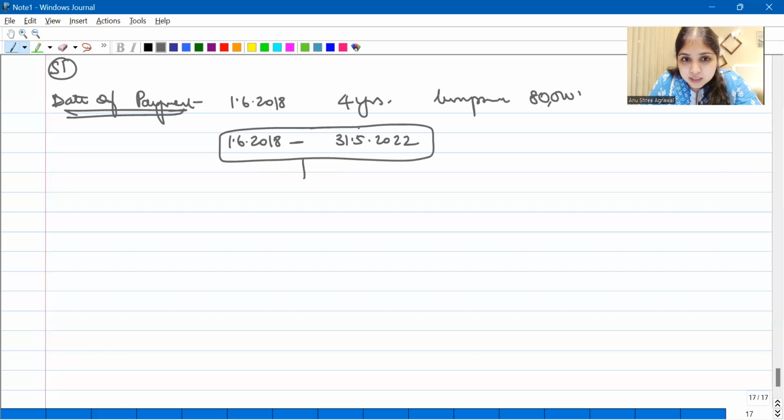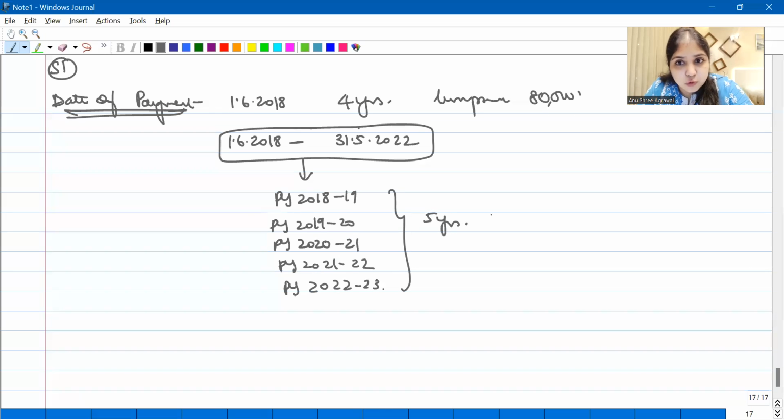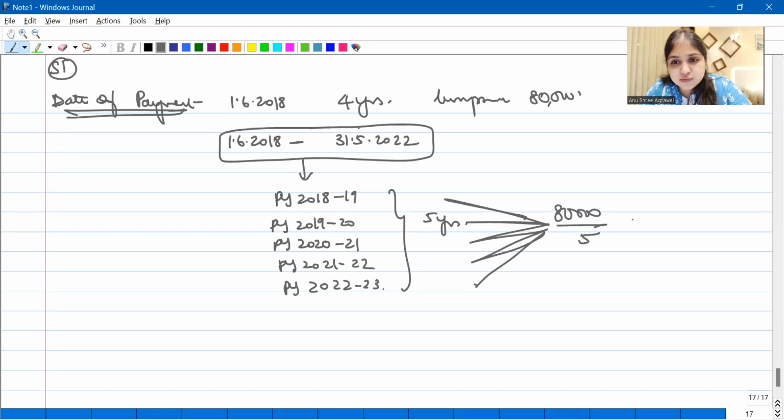Now, in this period, tell me, what are all the years involved? Previous year 1819 is involved. Previous year 1920 is involved. Previous year 2021 is involved. Previous year 2122 is involved. And previous year 2223 is involved. Are you seeing? Totally how many years are involved? 5 years are involved. So therefore 80,000 divided by 5. For each of these 5 years, you will get 16,000 deduction. Understood? Why 5 years?